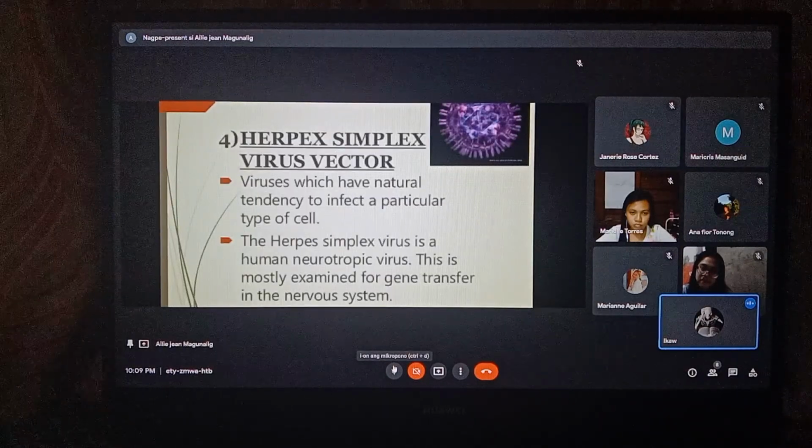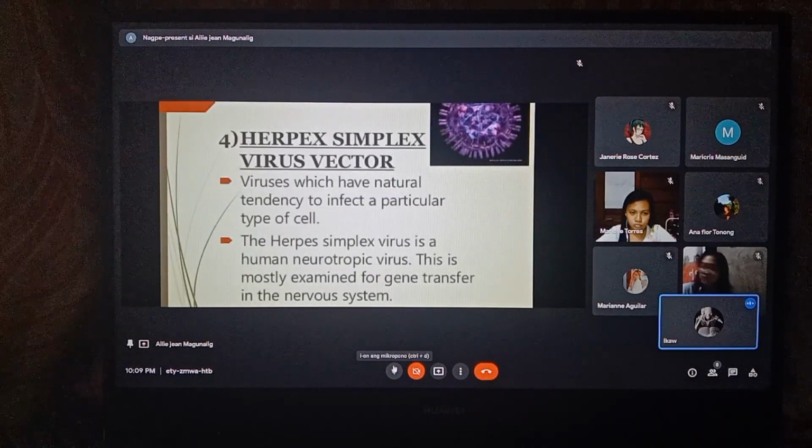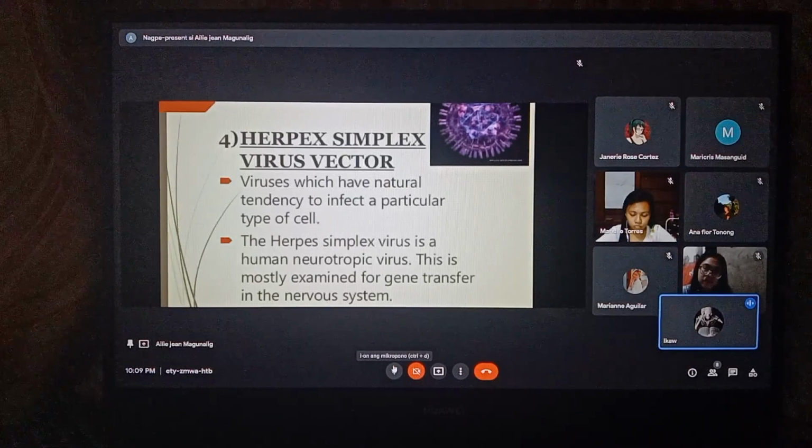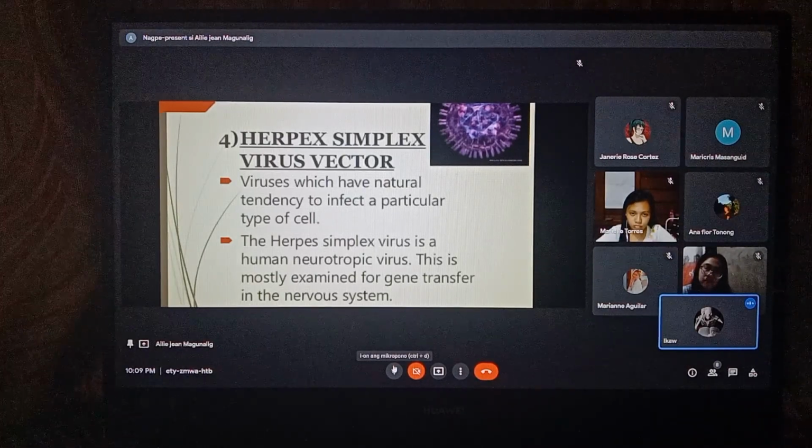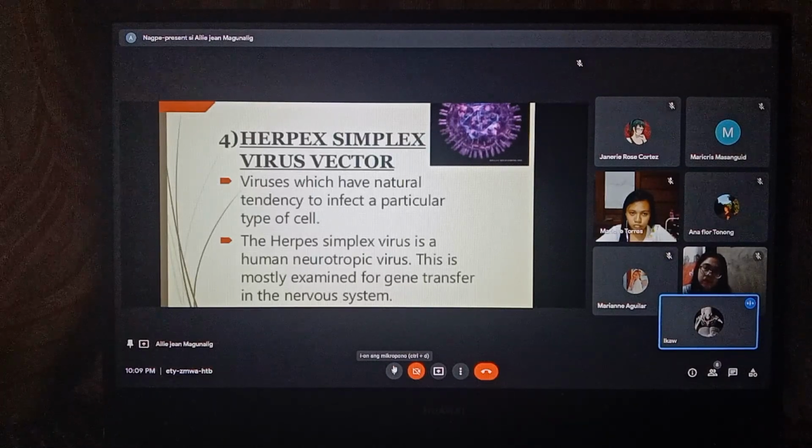Fourth is herpes simplex virus vectors. These are viruses which have a natural tendency to infect a particular type of cells. The herpes simplex virus is a human neurotropic virus. This is most examined for gene transfer in the nervous system.